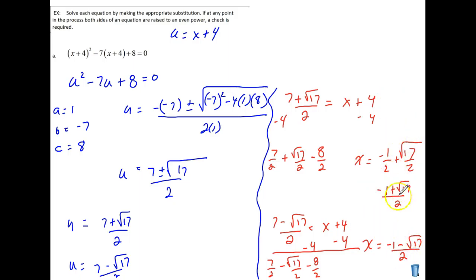So if you put these two together, you really would have negative 1 plus or minus the square root of 17 all over 2. Okay? So that's how we work with this type of equation that's in quadratic form.